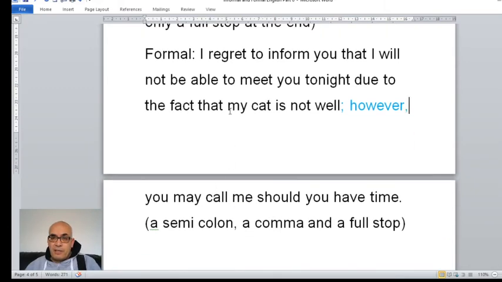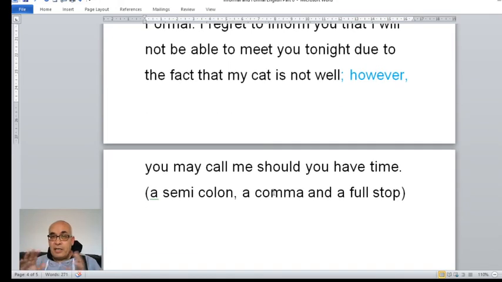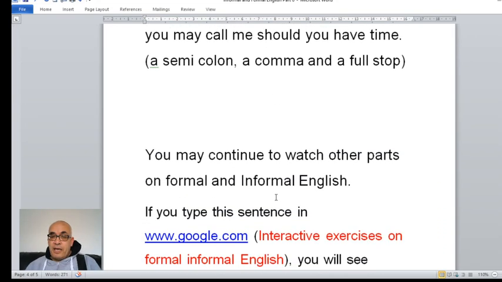So if you look at this sentence, why is this sentence formal? You've got a semicolon, you've got a formal conjunction, you've got a comma, and inform is formal, regret is formal, will not be able to meet you again is formal, due to the fact is a formal conjunction. So as I said before, formal English is like a mosaic, it's like a picture. The words must be formal, the structure must be formal, and everything must be complete, meaningful, accurate, precise if you want. And this is the end of the video.